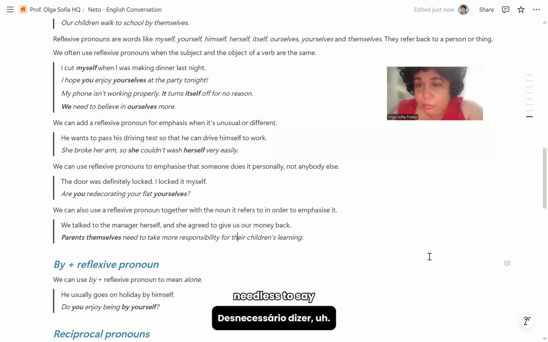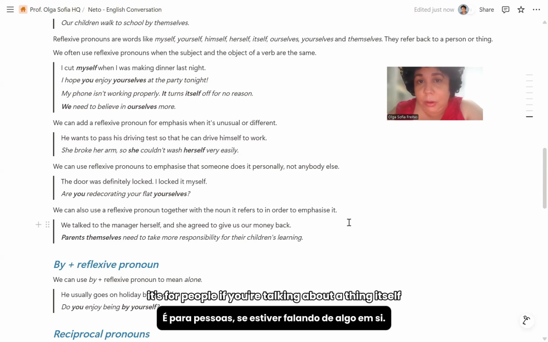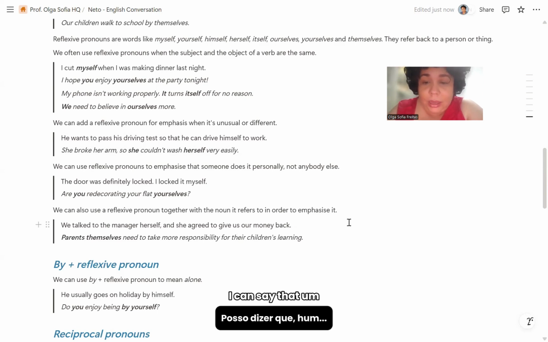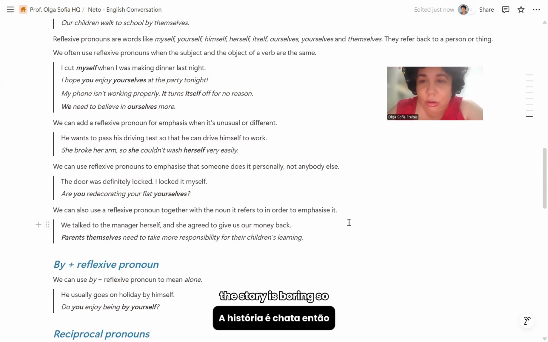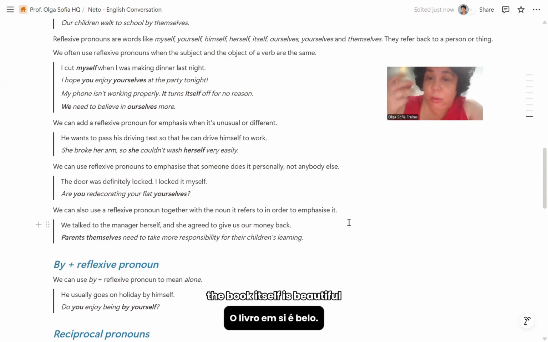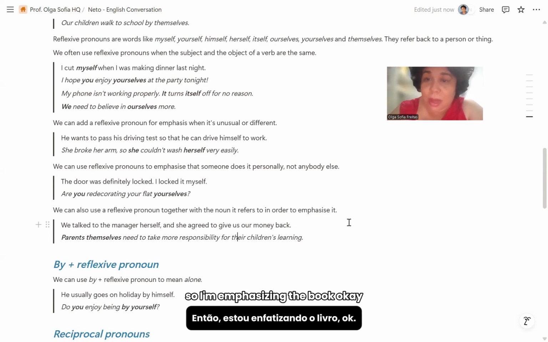Needless to say, myself, yourself, herself, themselves are for people. If you're talking about a thing, itself. I can say that the book is beautiful, but the story is lacking. The story is boring. So the book itself is beautiful, but the story is boring, right? So I'm emphasizing the book.